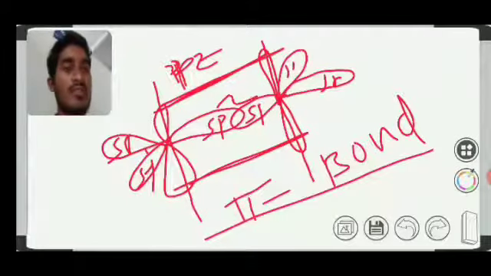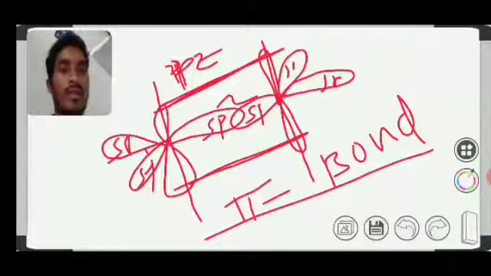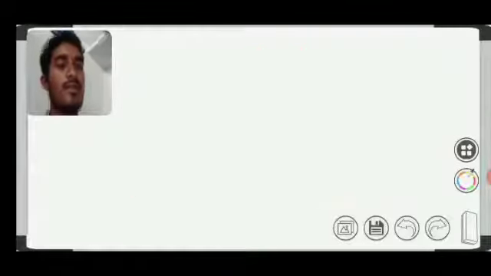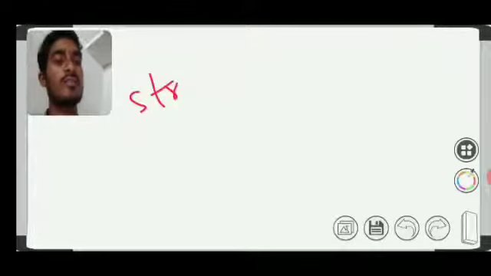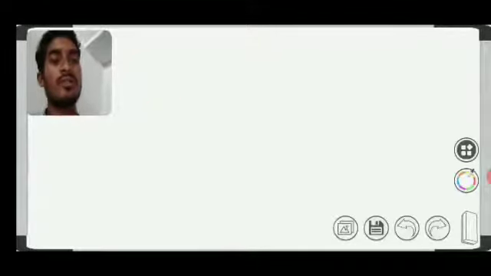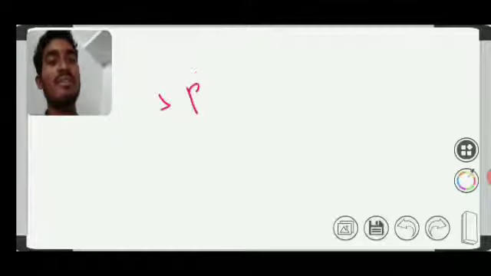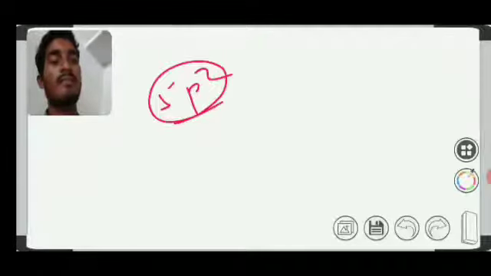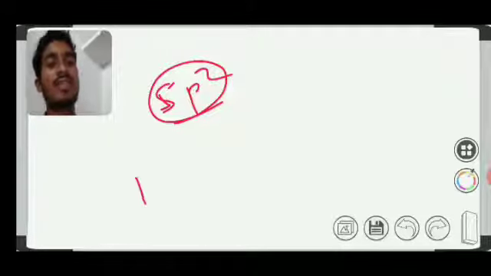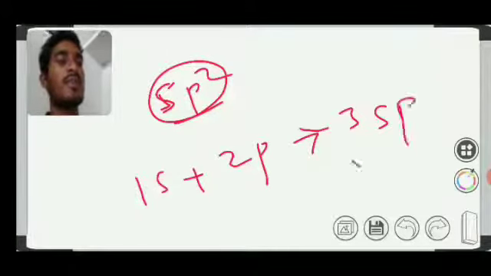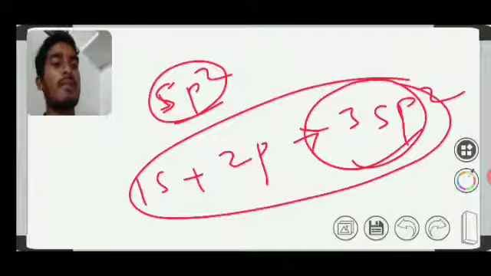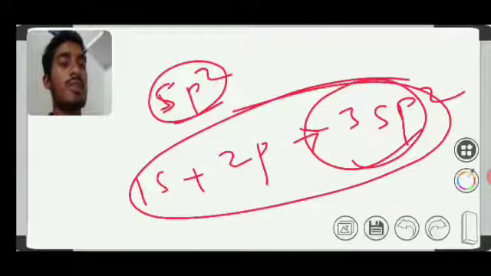We have less time, so let's go ahead. Before we go to the structure, sp2 hybridization means the mixing of one s orbital plus 2 p orbitals. It produces 3 sp2 orbitals. I already told you, remember this simple method.